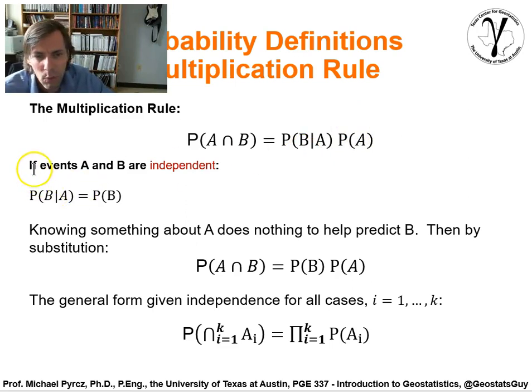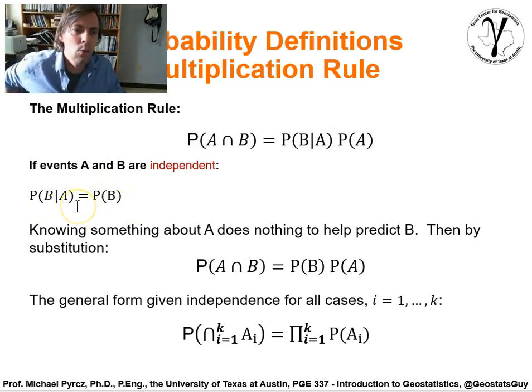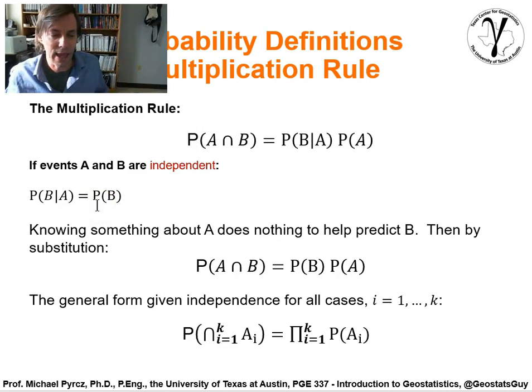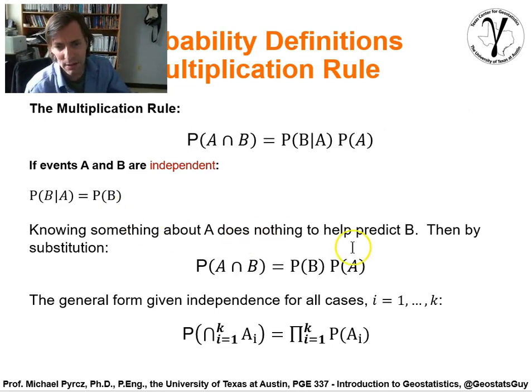And so what do we know? Well, if events A and B are independent from each other, the conditional, the probability of B given A, is simply equal to the probability of B. A doesn't tell you anything about B, so this is equal to the probability of B without considering A whatsoever. That's a condition for independence. Knowing something about A is not going to help you predict B.